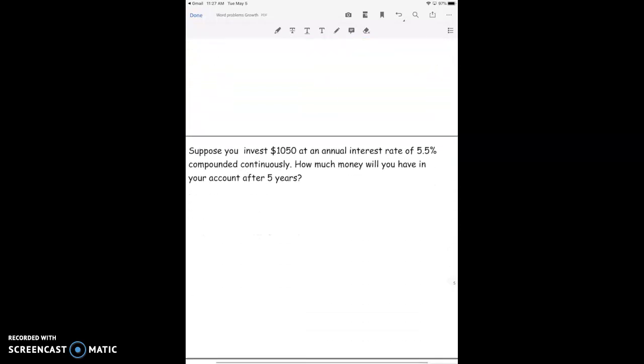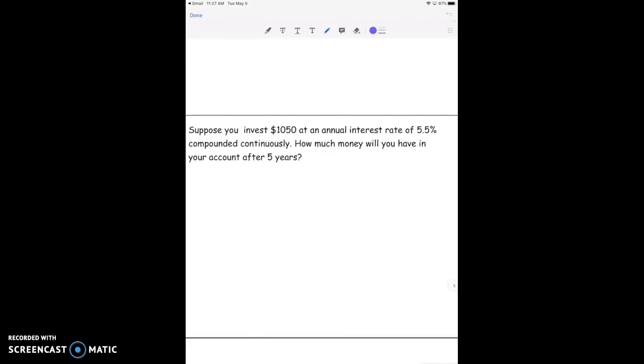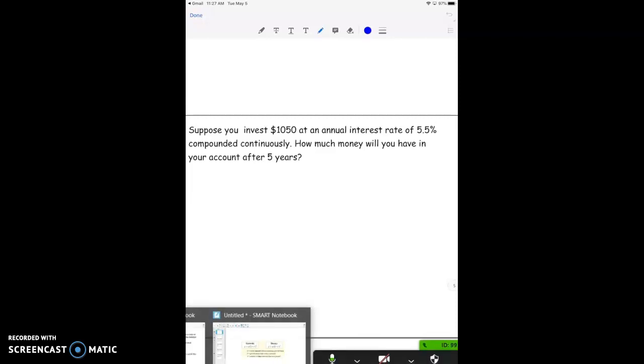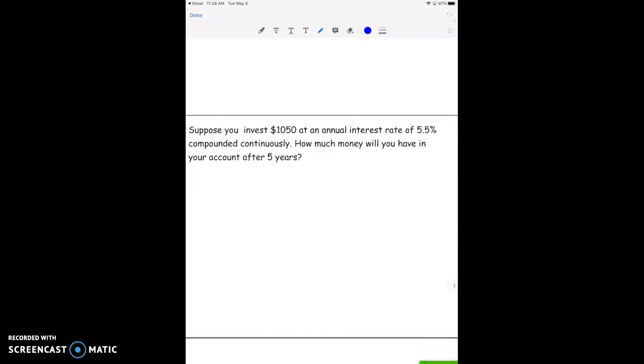So this says suppose you invest $1,050 at an annual interest rate of 5.5% compounded continuously. How much money will you have in your account after 5 years? What I'm going to do is fill in my pieces, and once again, you want your rate to be a decimal, so you're going to have to convert it. First off, I'm going to make a little list off to the side here. We are using PERT: P, E, to the R, T.